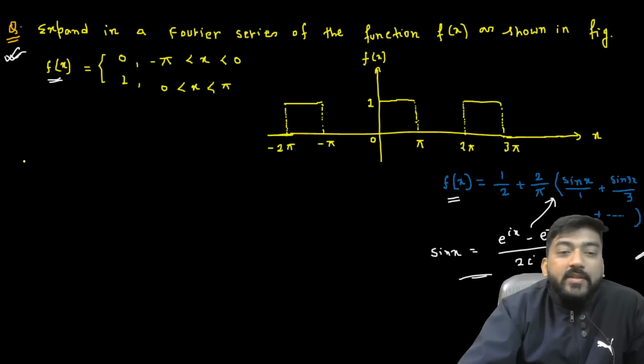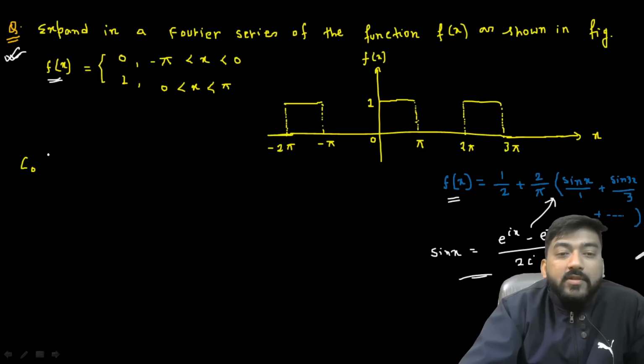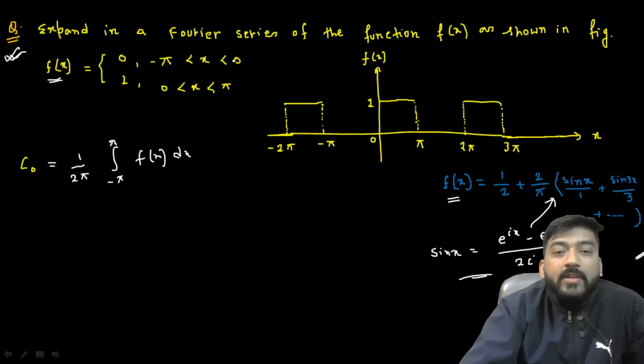So let me first find out c0. So what will be c0? c0 will be 1 upon 2 pi into integration minus pi to pi of f of x dx. So we have f of x 0 for minus pi to 0. So only we have 0 to pi. So it will be just 1 upon 2 pi integration 0 to pi 1 into dx. That means only dx. So it will be 1 upon 2 pi times pi, and that will be half.